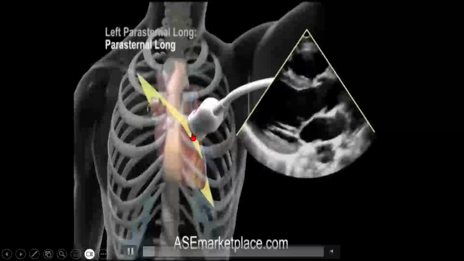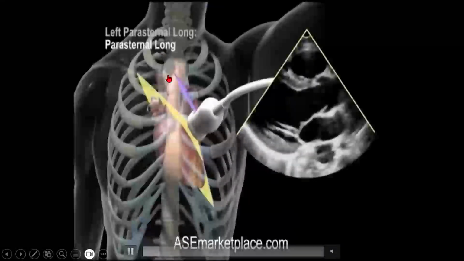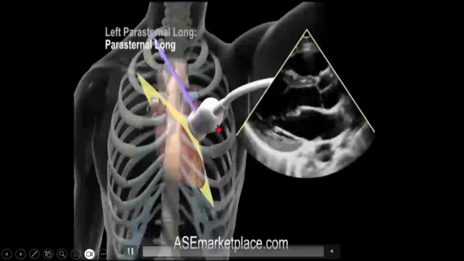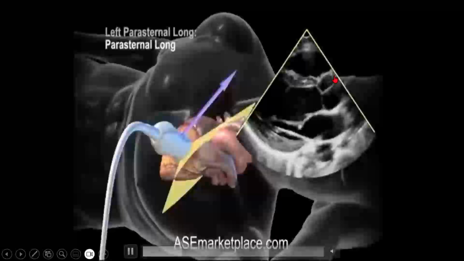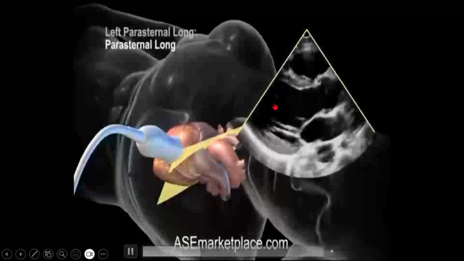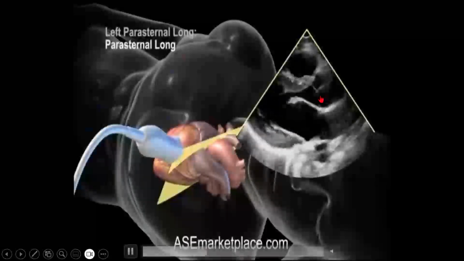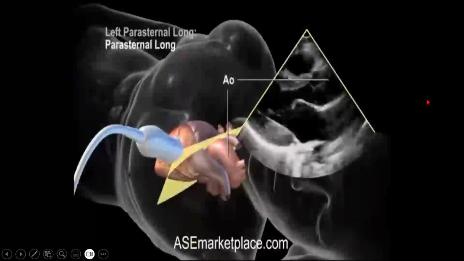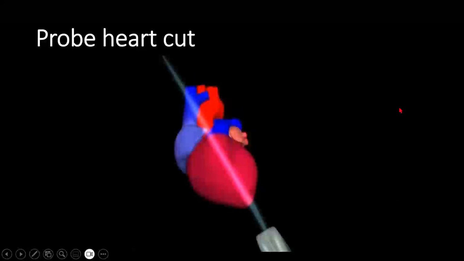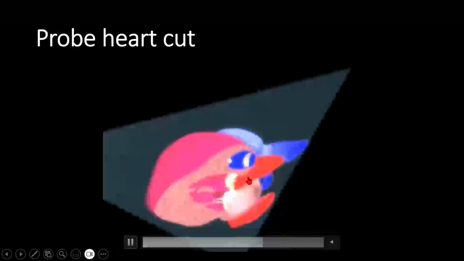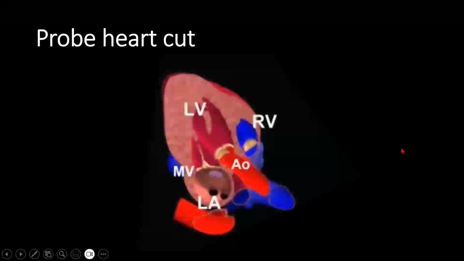There is a heart in the chest of the baby. The probe is pointing at the 11 o'clock position, and the yellow lines are the ultrasonic waves going from the probe. And this is how the parasternal long axis is cut: RV, interventricular septum, LV, LA, and this is aorta and aortic valve. So this is how the heart is cut longitudinally and produced in front of you. So that is your parasternal long axis view.